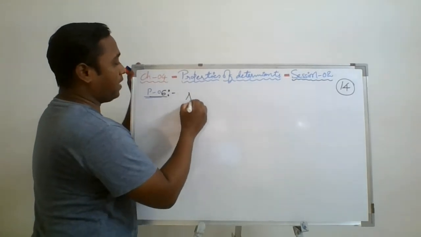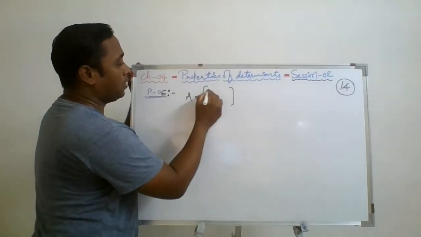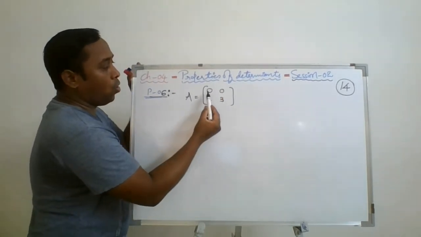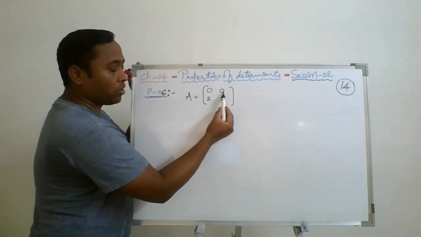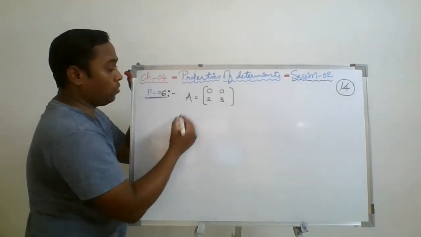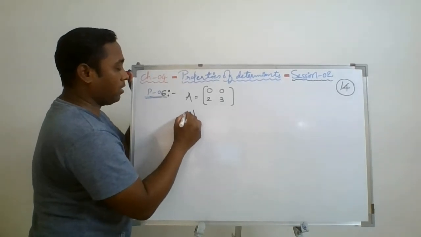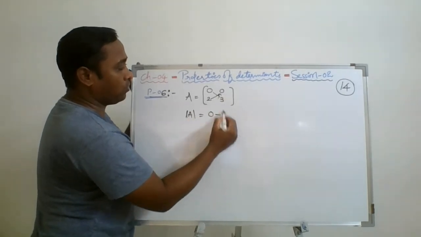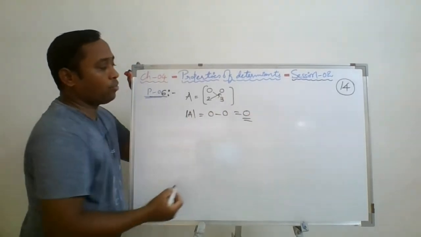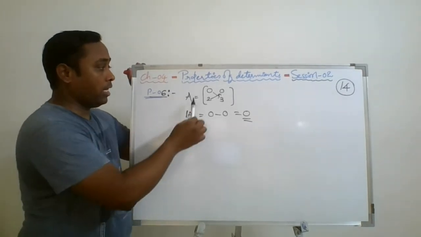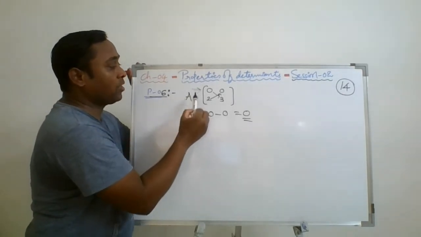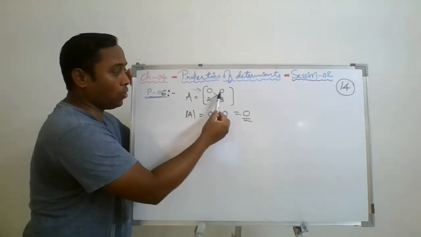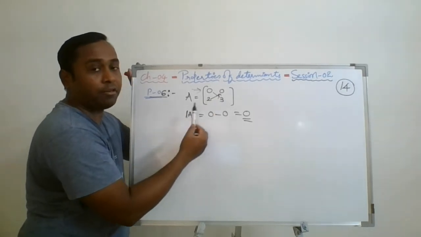What does it mean? If I take the matrix as 0, 0, 2 and 3. Here you can observe that all the elements of row 1 are zeros. Hence, its determinant value is 0. Let's see whether this property is correct or not. Det A would be 3 into 0 is 0, minus 2 into 0 is 0. The answer is 0. So whenever you get a step in between where the entire elements of a row or a column are zeros, then blindly you can say the net value becomes 0.